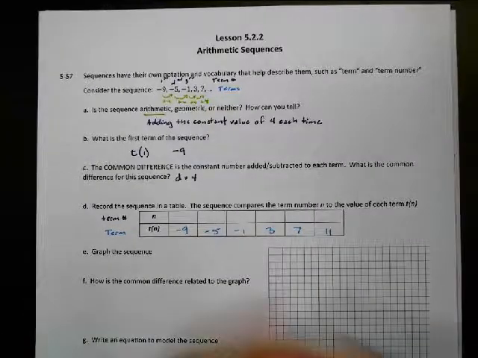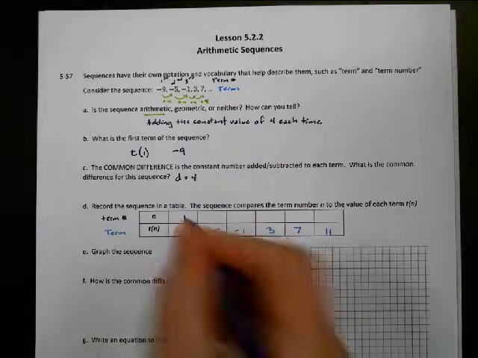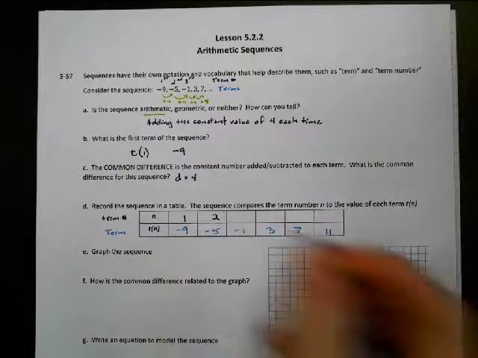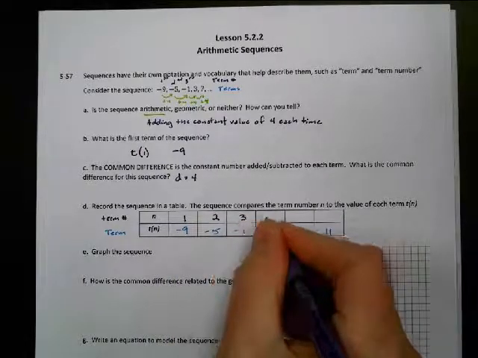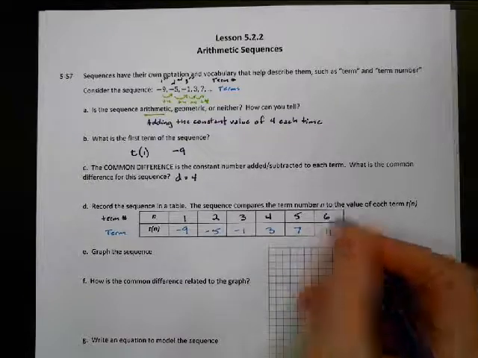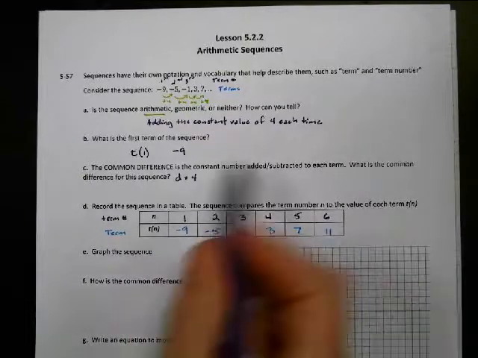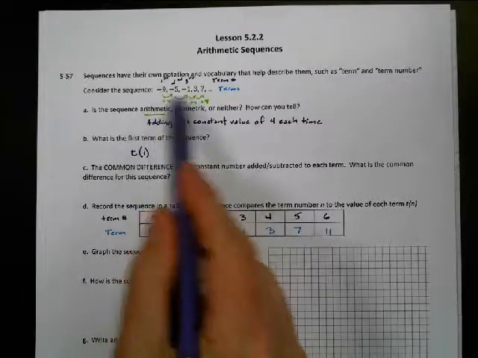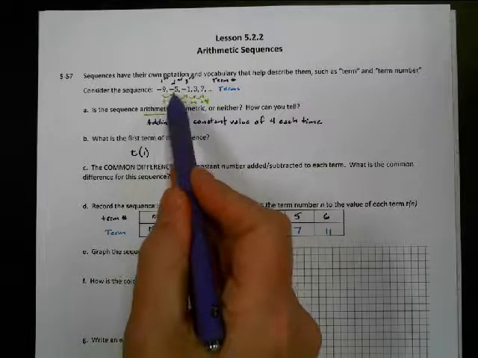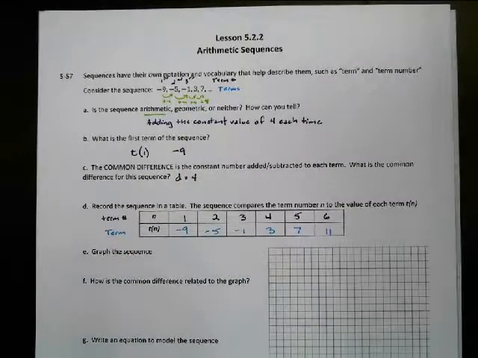The term numbers, we always start with the first term. The first term is -9. The second term is -5. Third term, fourth term, fifth, and sixth. So these are the term numbers. These are the parts that aren't actually given to us in the sequence. We're just assigning the term number to the order that we see them in the actual sequence.